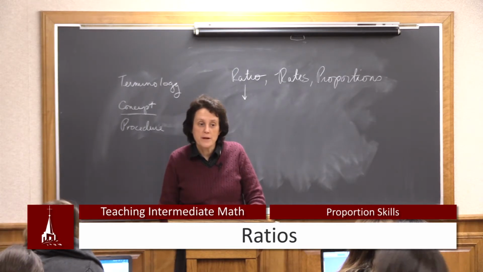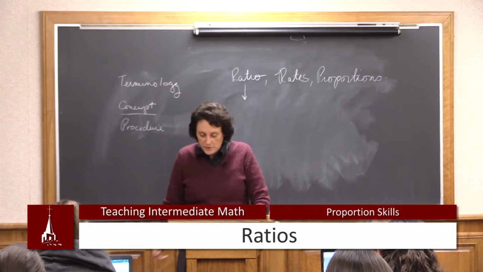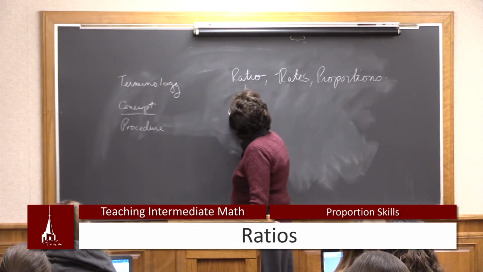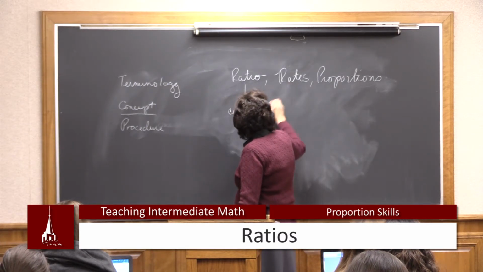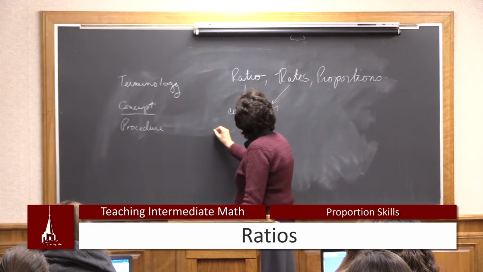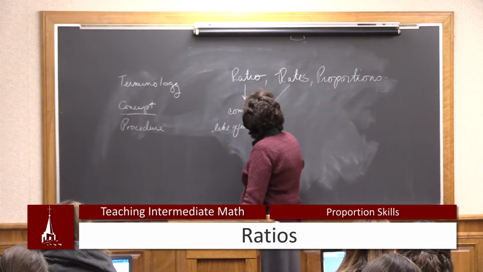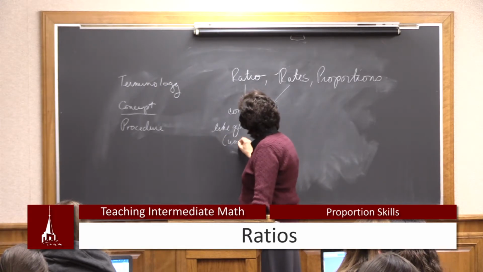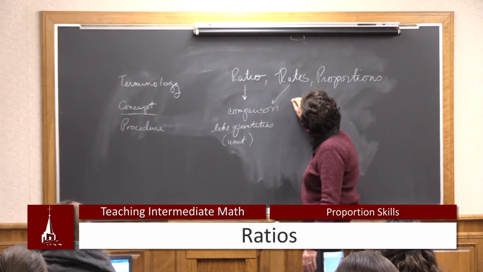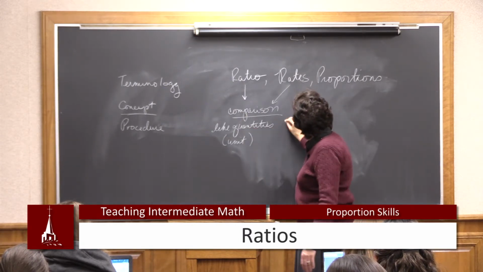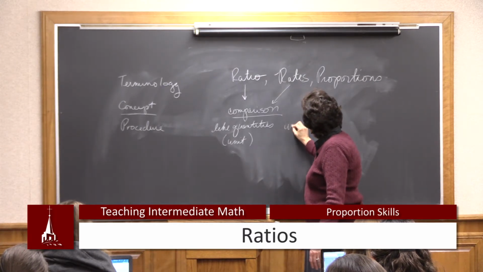A ratio is a comparison between two like quantities. Okay, so I'm going to compare. Both of these are comparisons, like quantities. Basically meaning we have the same unit. Rates are also a comparison, but rates involve unlike quantities, they involve units.